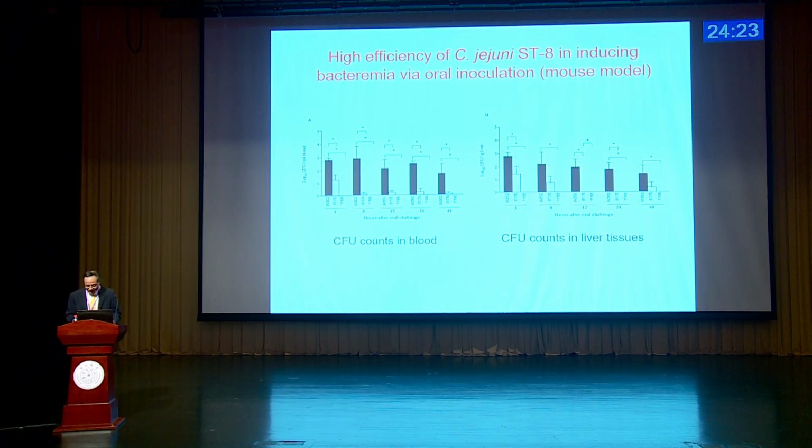Now, when we first started to work on this clone, we tested the ability of ST8 to cause bacteremia using a mouse model. IA3902 is an isolate of ST8. In both the blood and liver tissues, ST8 has a much higher titer compared to non-ST8 Campylobacter jejuni.